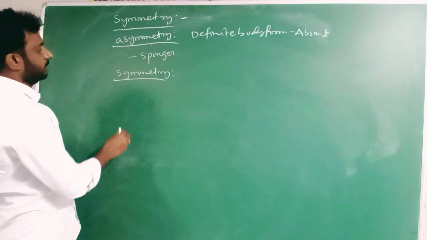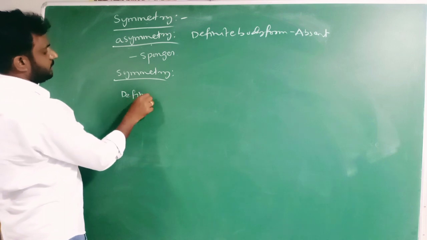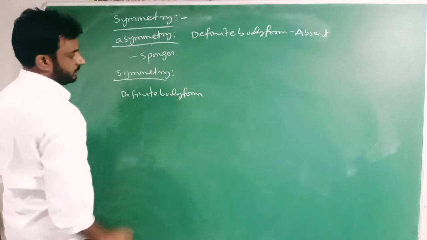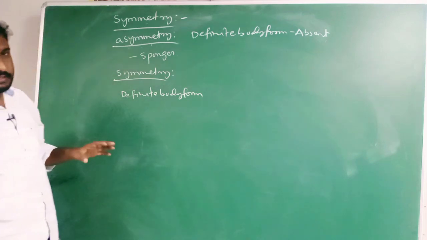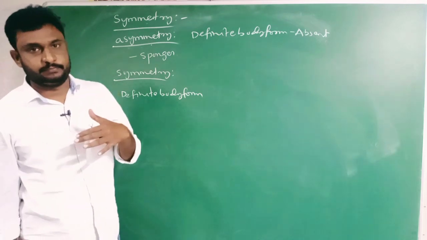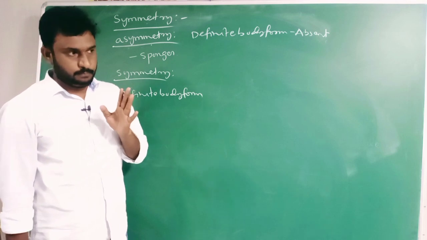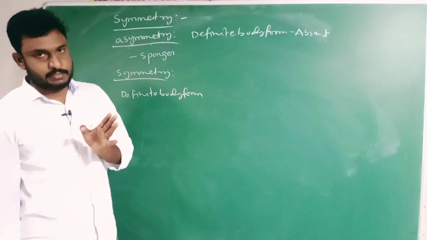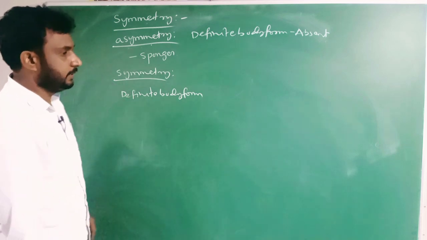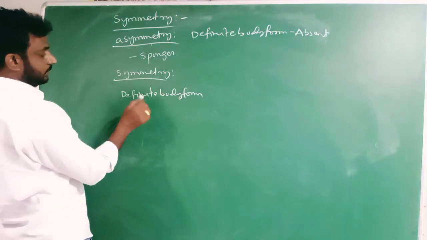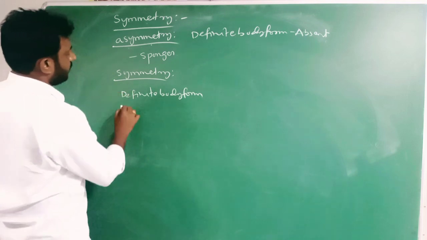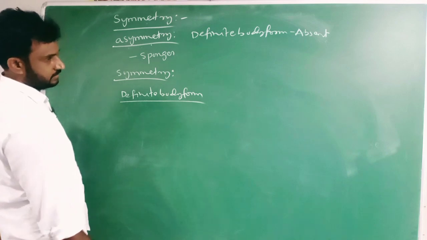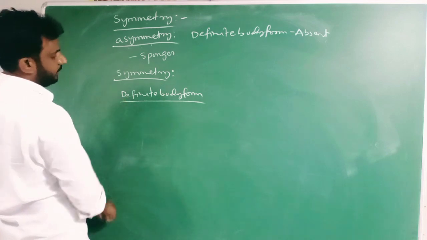In symmetrical animals, definite body form is present. So organs and organ systems are regularly arranged, and paired organs are present. Paired organs are equally distanced from the central axis, and unpaired organs are located mostly on the center. So they have a definite body form, and are called symmetrical animals. They are showing symmetry.